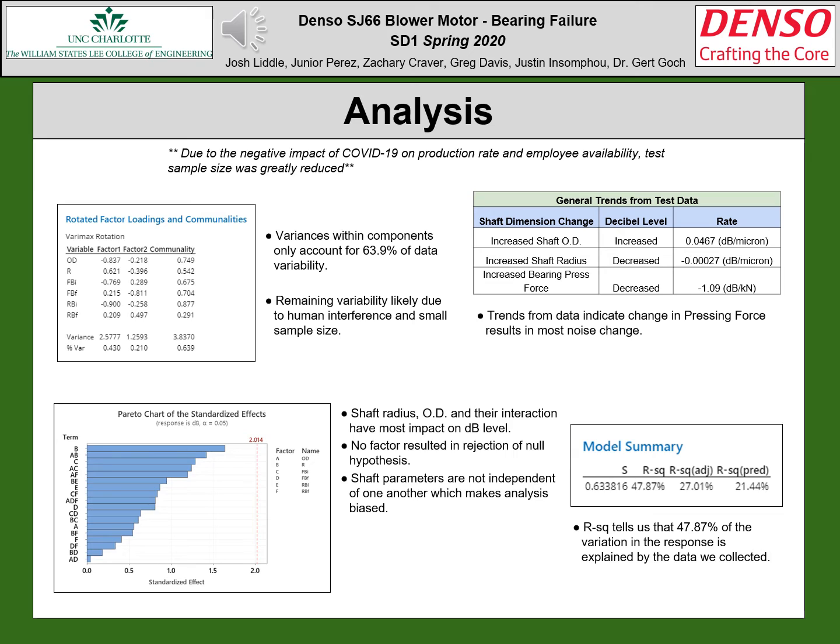The Pareto chart of effects compares the relative magnitude and statistical significance of both main and interaction effects. While no main effects or their interactions cross the reference line to show their significance towards a response of decibel level, we will need to look further into the human and process error imparted on the validity of our data.